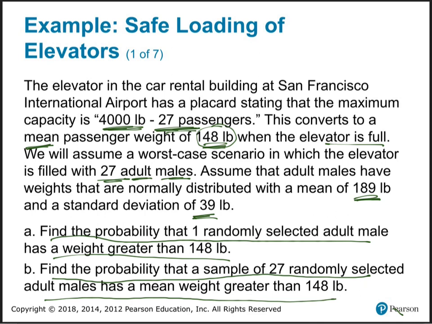All right, two questions. Notice the difference. In case A, it's one person. Case B, it's 27 people. That's what today's about, groups of people. What we did Monday was one person at a time, like part A. All right, let's do it.